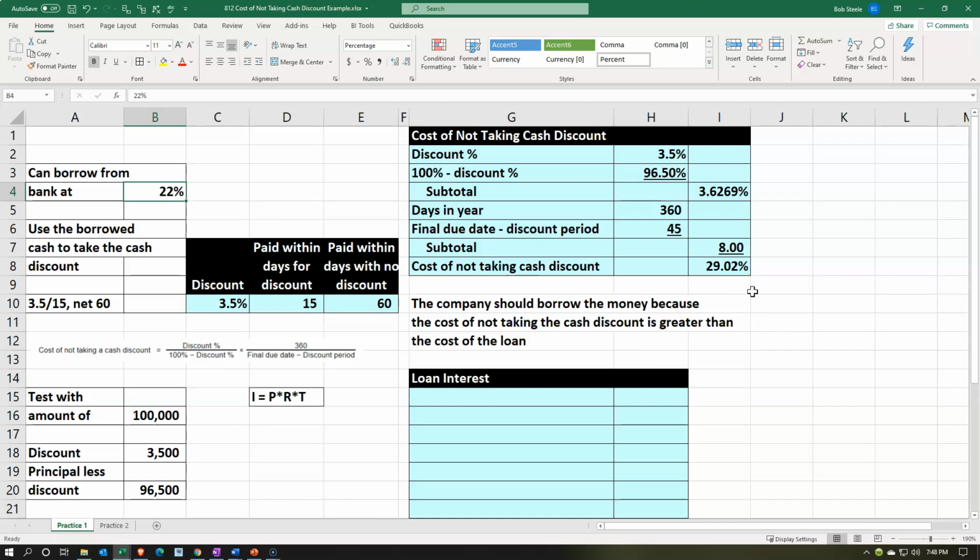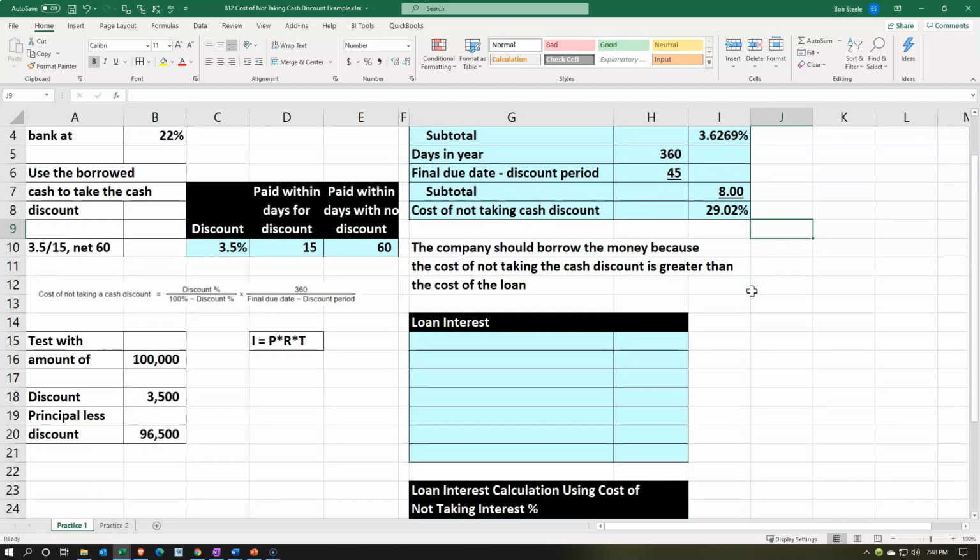So let's prove that. Let's do an example problem and say, okay, let's make that a little bit more concrete. Can we kind of prove that? Well, let's say that we have the amount that we're talking about, the amount that we are purchasing. We're purchasing something and we have these terms on it. So we're going to be purchasing something for $100,000, and they tell us, okay, if you get a 3.5% discount if you pay us within 15 days. If not, you have to pay us within 60 days.